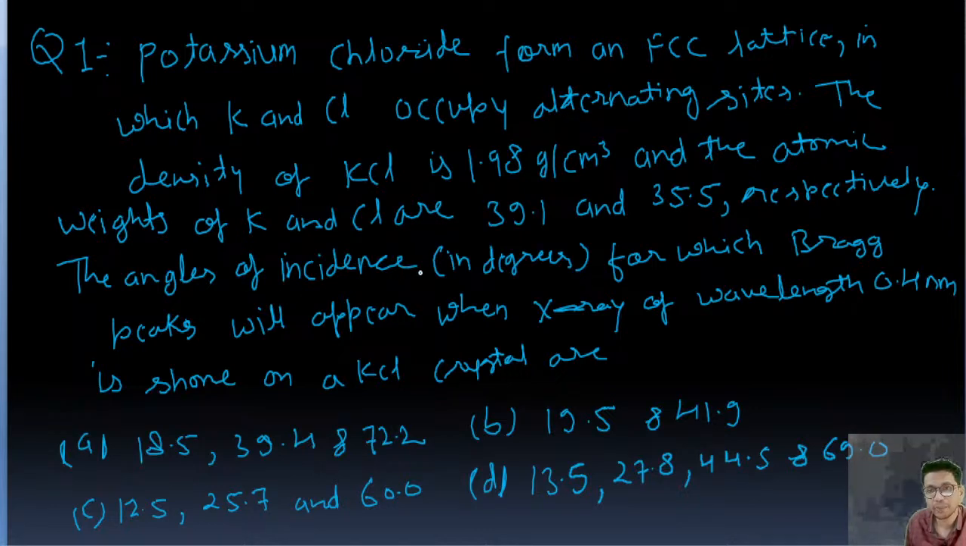In degrees you need to find the angles of incidence for which Bragg peaks will appear when X-ray of wavelength 0.4 nanometer is shone on a KCl crystal. So this X-ray is reflected on this crystal, and we need to find the angle of incidence for which Bragg peaks will appear. These are the options given. Okay, so let's solve it.